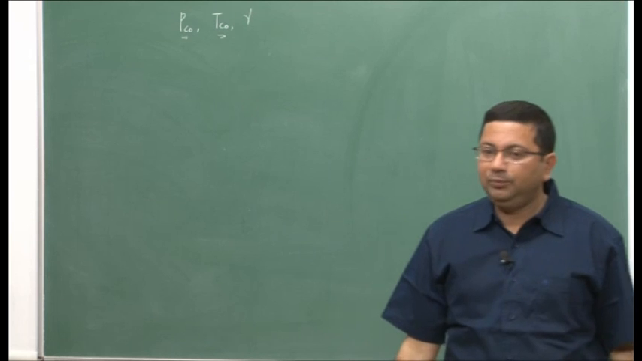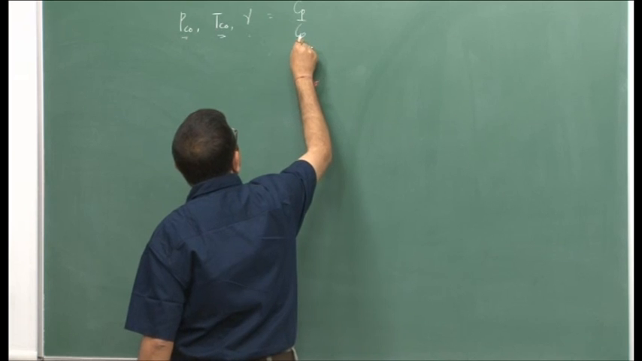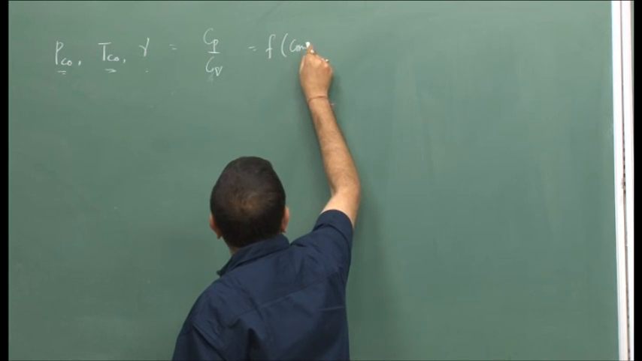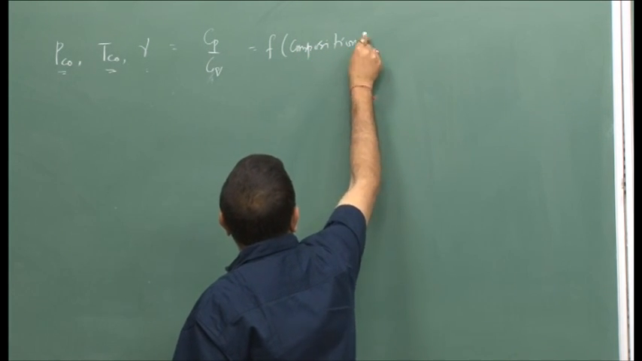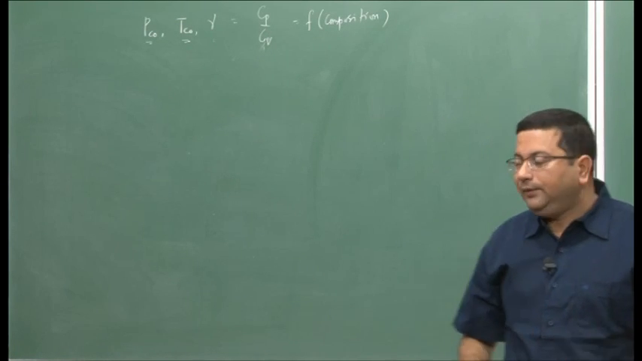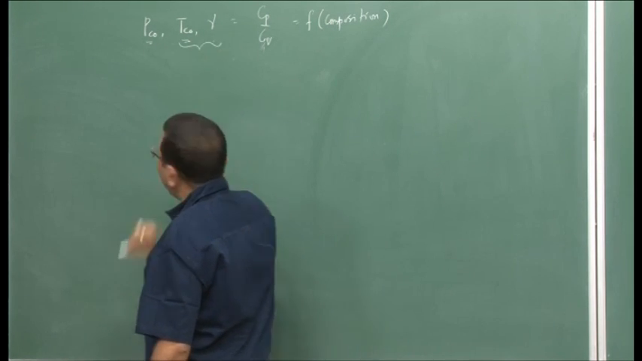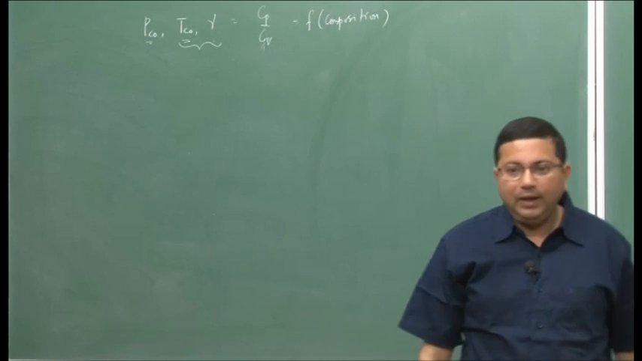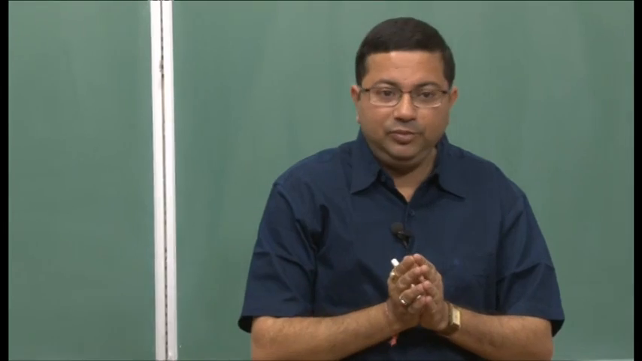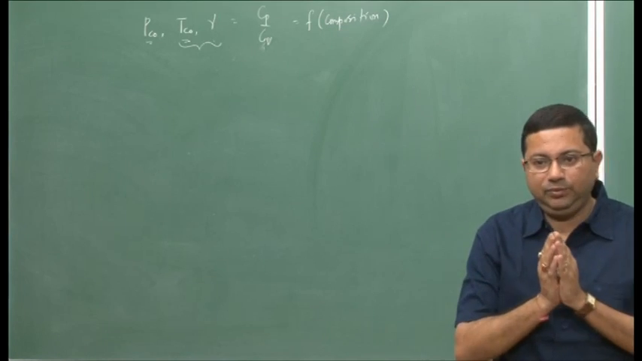And gamma is the ratio of specific heats, Cp by Cv, which is essentially a function of composition, that is the composition of the burn product after the reactions. Therefore, in order to completely analyze the problem, apart from Pc0, we need to know these two also, Tc0 and gamma. In other words, I can say that we need to know the final temperature of the propellants after reaction as well as the composition. So now we are going to focus on these two aspects.